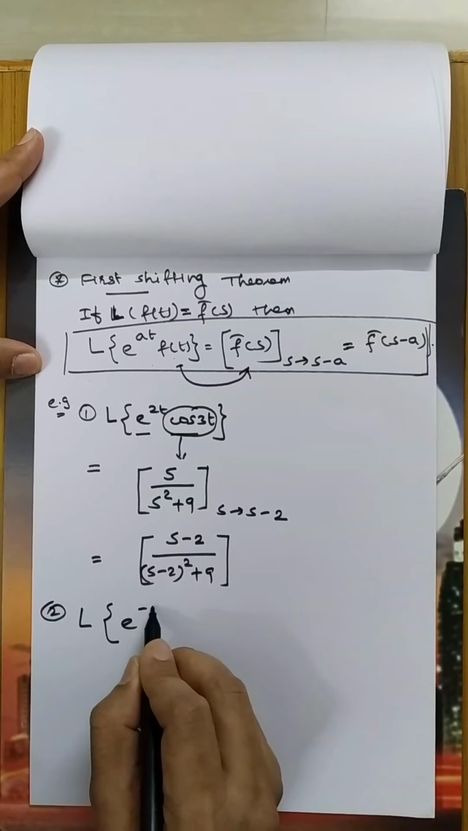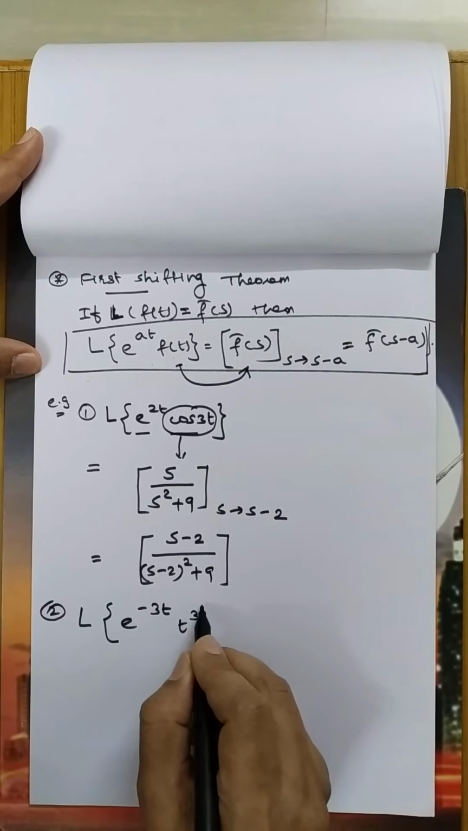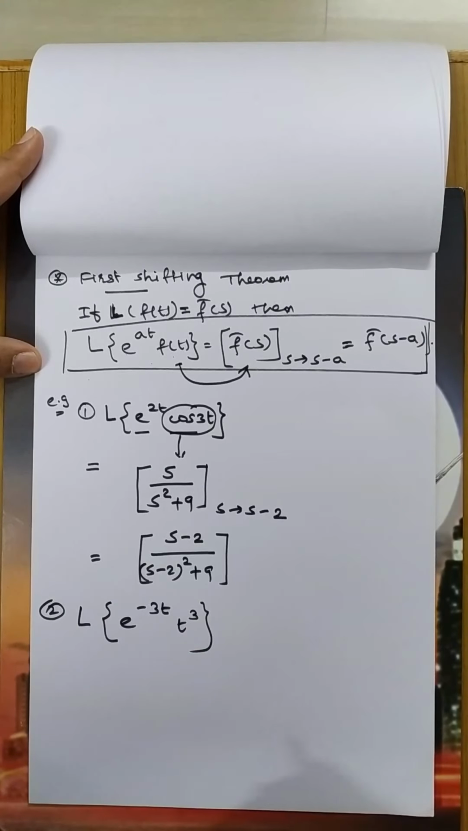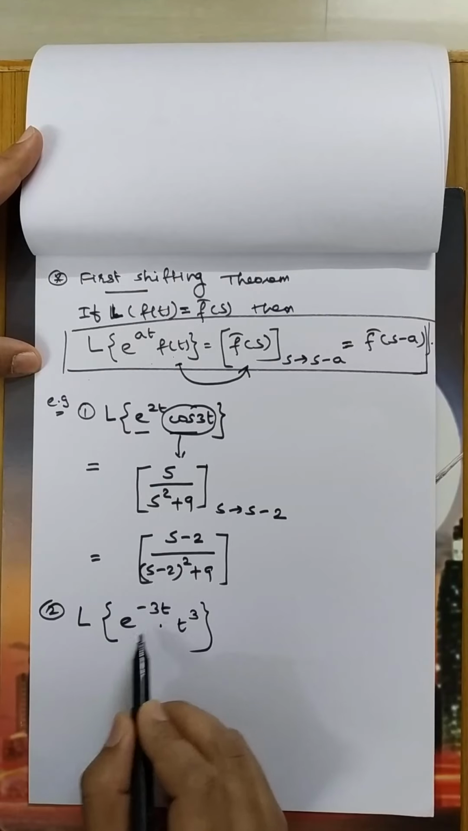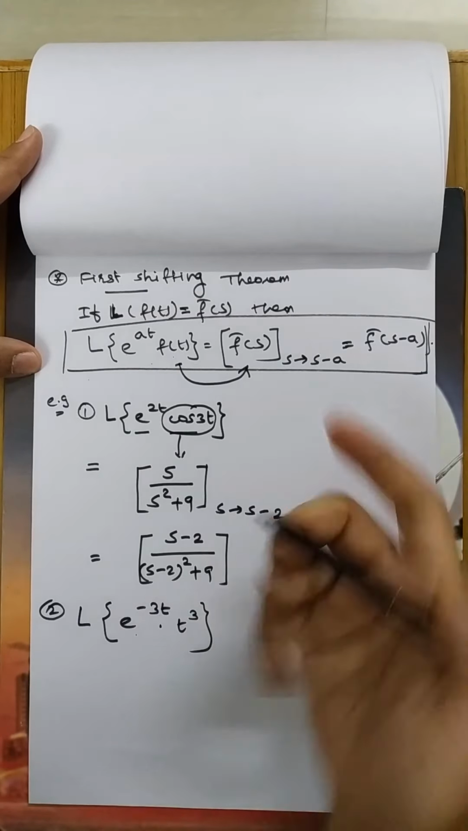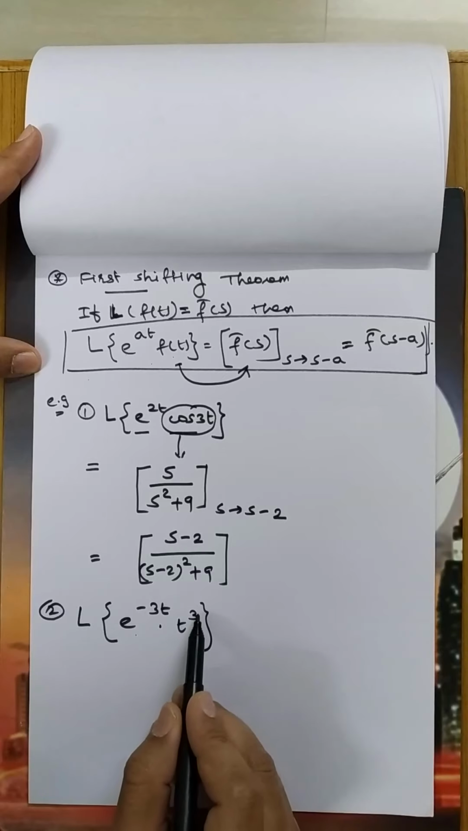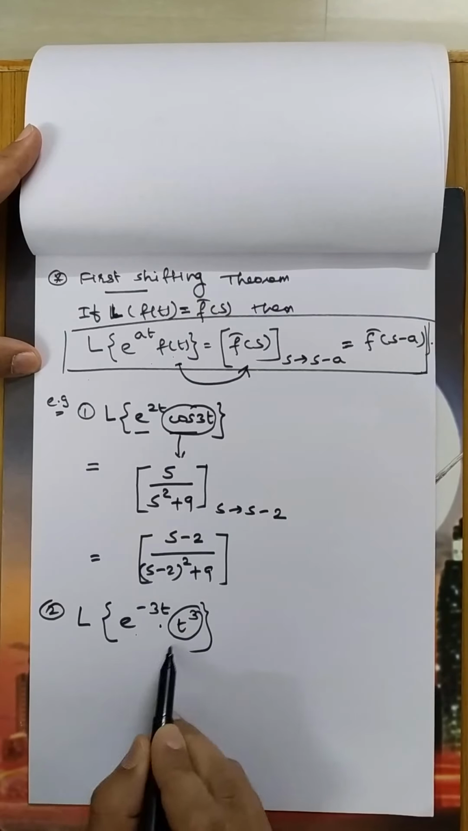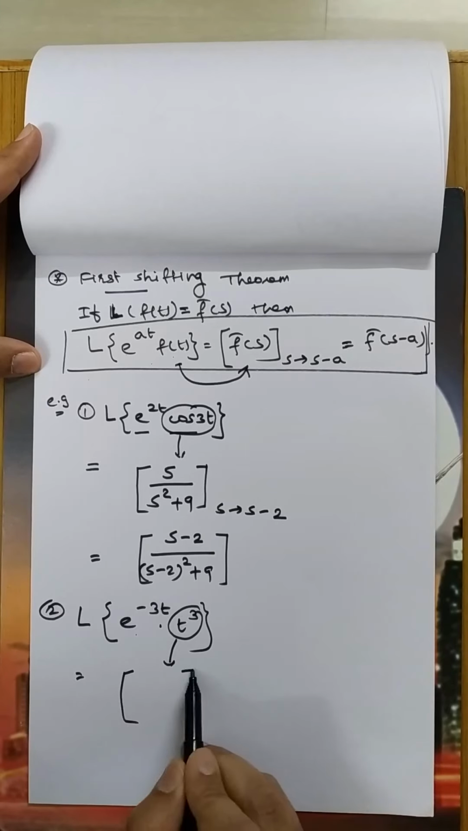Laplace of e raised to minus 3t and t raised to 3. How to find the Laplace of e raised to minus 3t into t raised to 3? Again, this is the product of two functions of t and one function is exponential. So yes, we can apply the shifting theorem. Now compare with the shifting theorem and identify what is f of t. f of t is t raised to 3. So find the Laplace of t raised to 3.